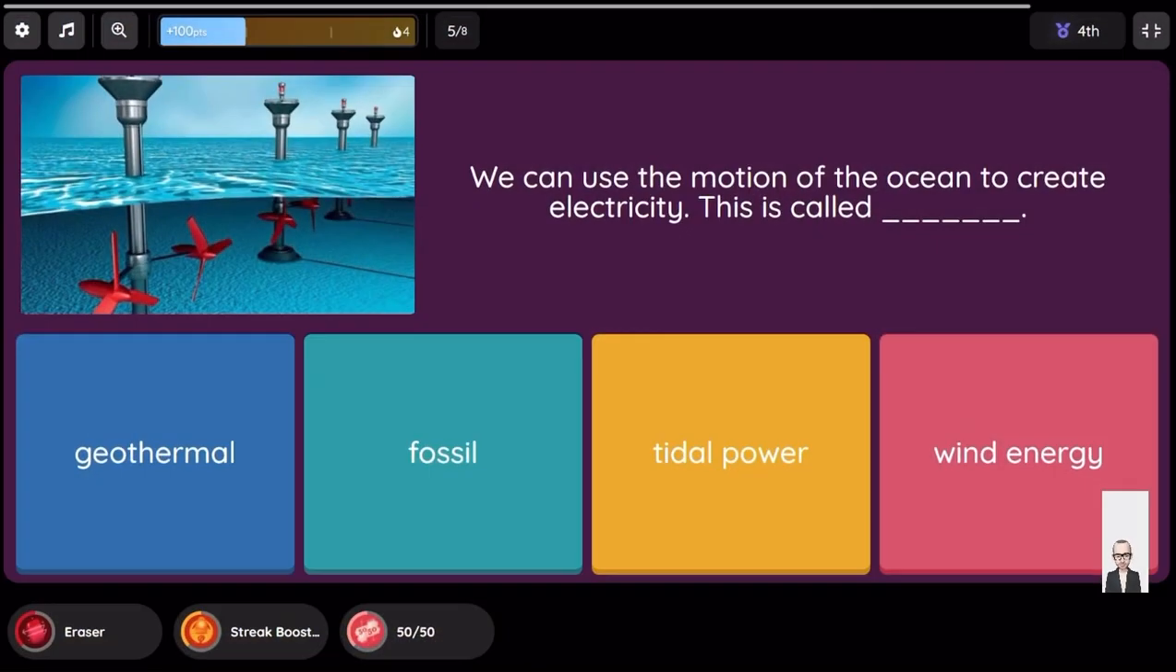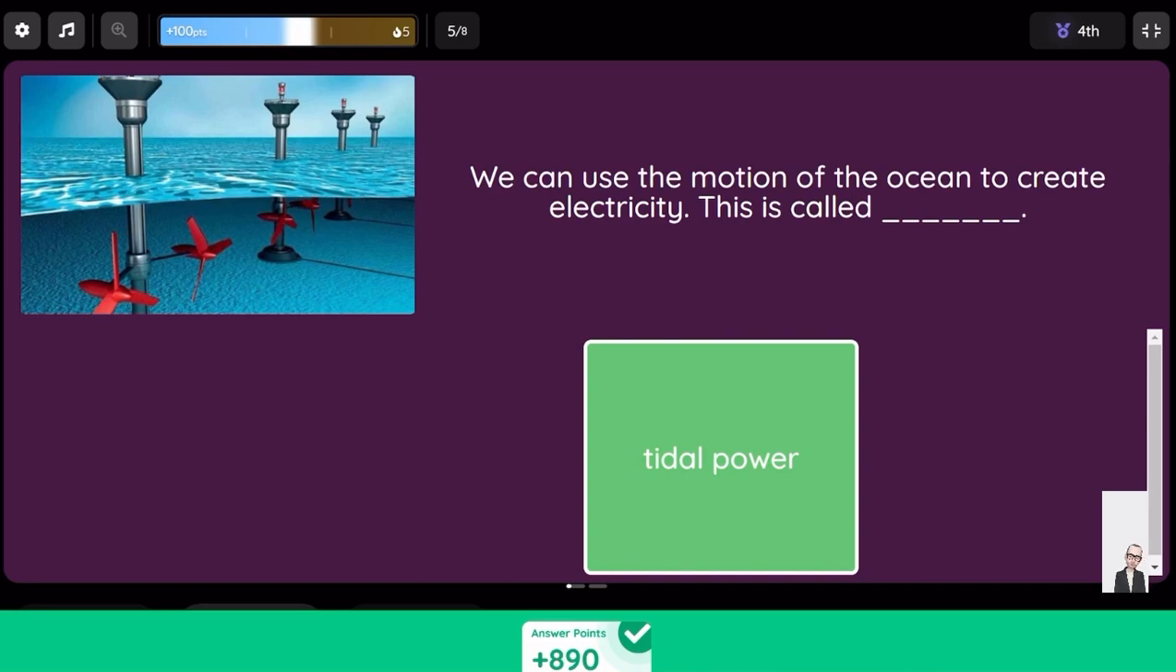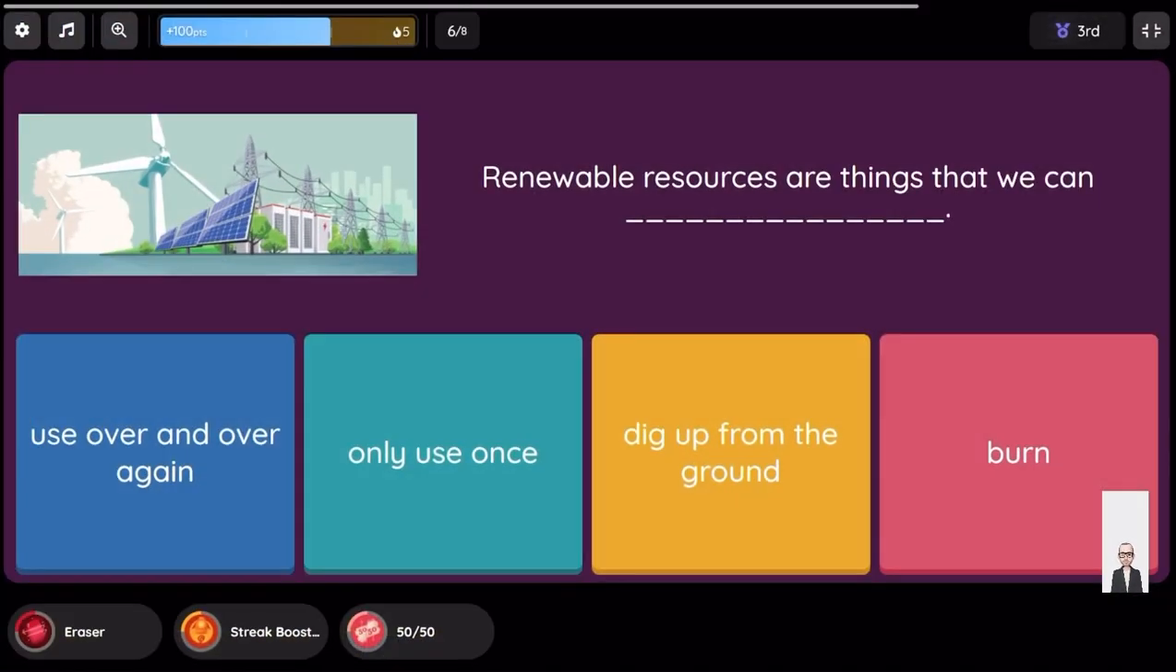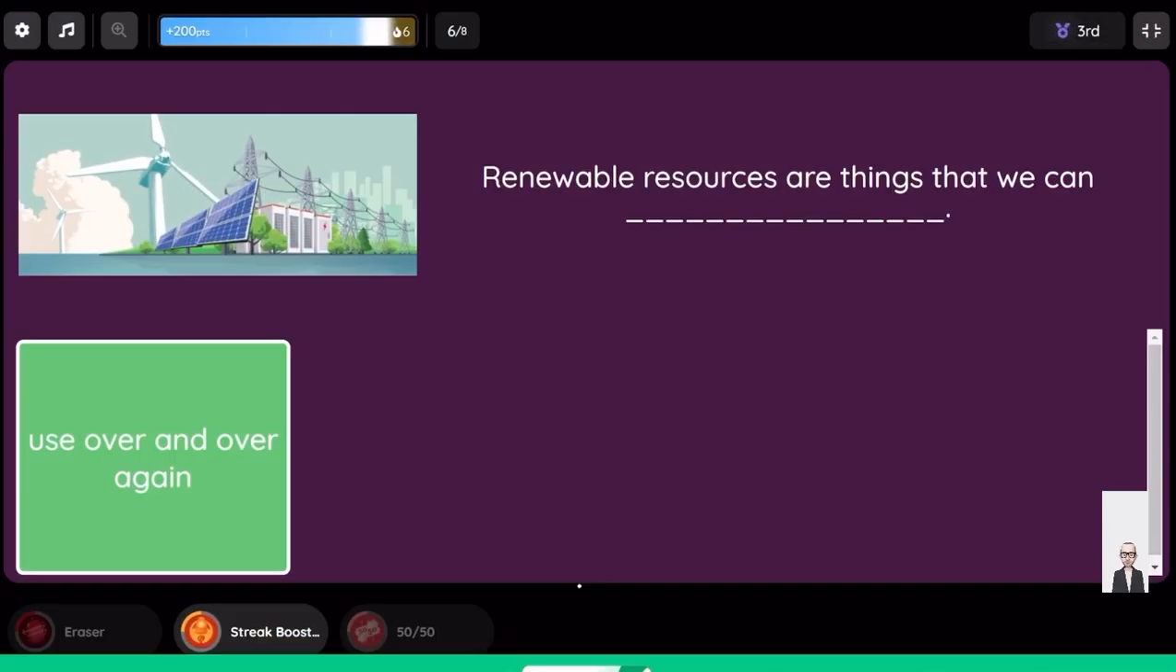We can use motion of the ocean to create electricity. What is this called? Geothermal, fossil, tidal, or wind? Power of the ocean, high tide, low tide, tidal power is the correct answer right here. Next, renewable resources are things that we can. So what does it mean when you say something is renewable? Does it mean we can use it over and over again, or use it only once, or dig it up from the ground, or something that simply burns? Renewable means can be used over and over again.